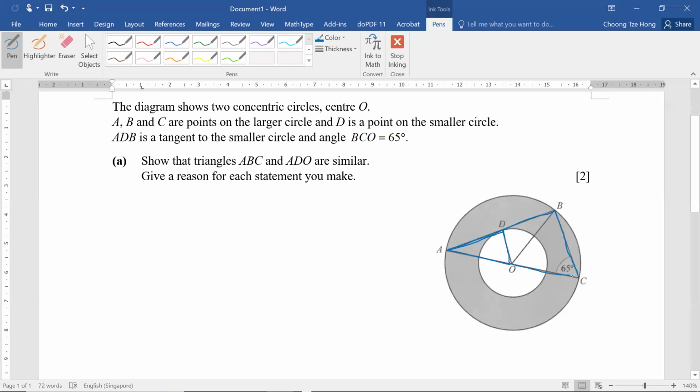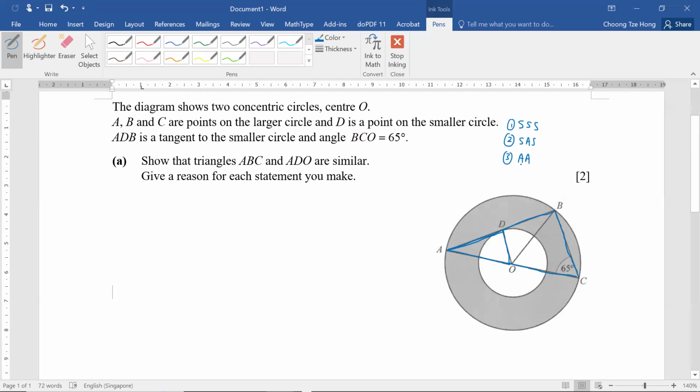Okay, so we need to recall what are the different tests for similarity that we know of. One of them is SSS, the first test of similarity. The second one is SAS, and the third one is of course AA. So we need to decide which of these tests is most likely for this case.